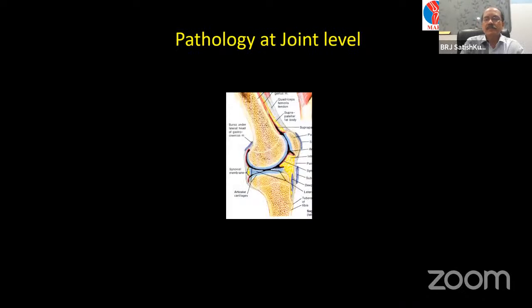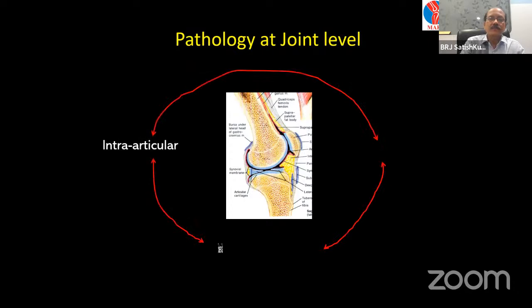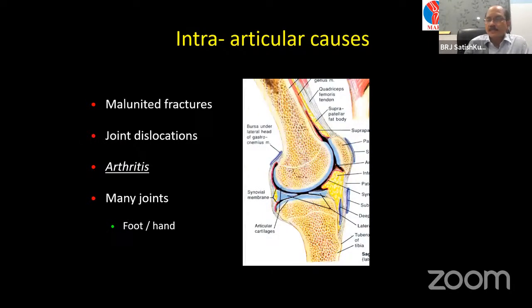And we also encounter the problem, the deformity at the joint level. So when we say the joint level, we have to think of three things: problems inside the joint, problems just around the joint, periarticular, and problems outside the joint. All these things, one can lead to another. So what do you mean by that? The intra-articular causes for a deformity can be malunited fractures, joint dislocations, arthritis, and single joint or many joints can be involved. So these are the intra-articular pathology.